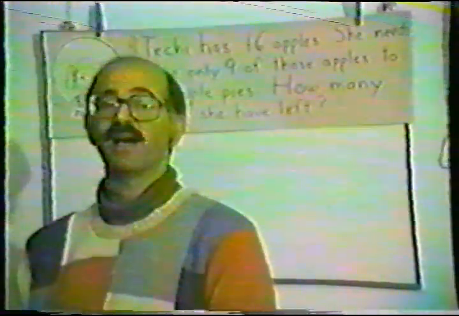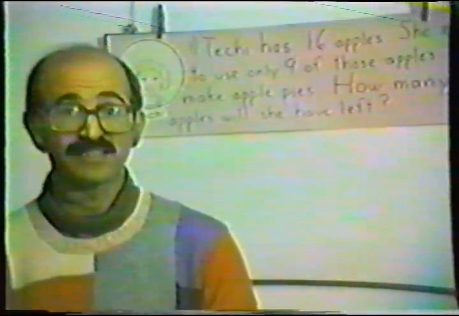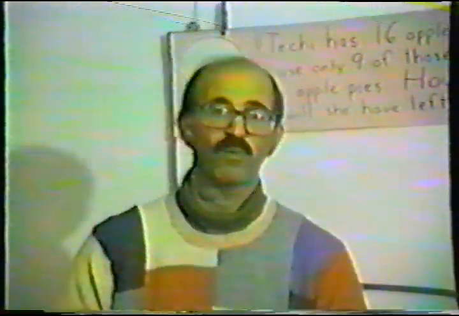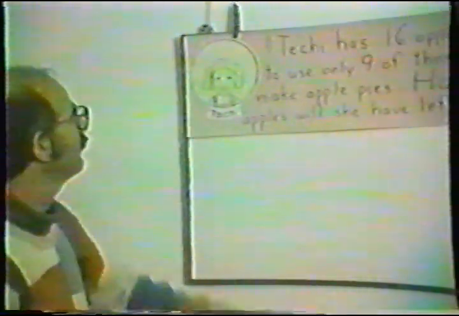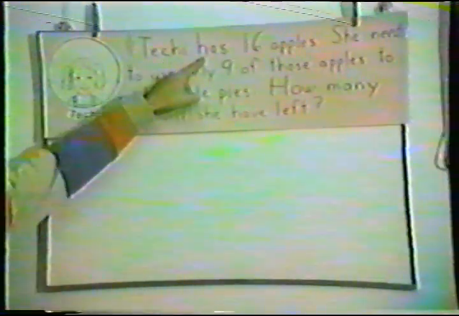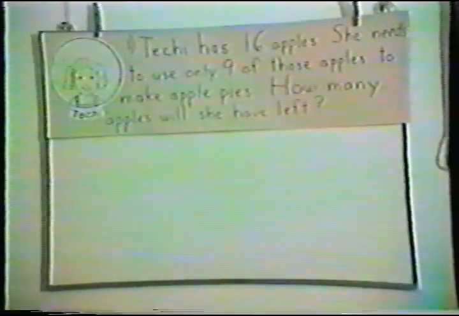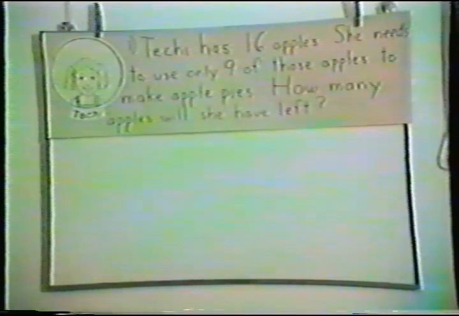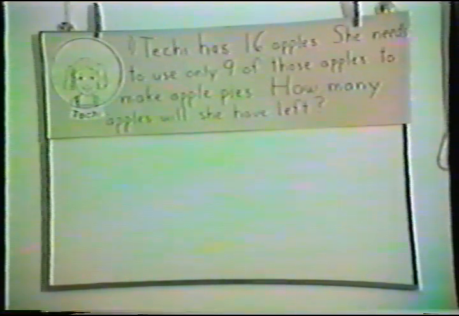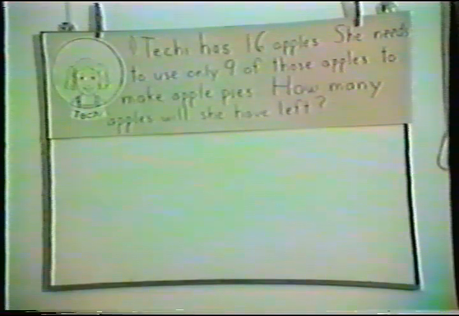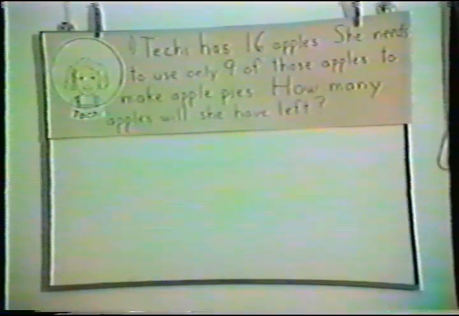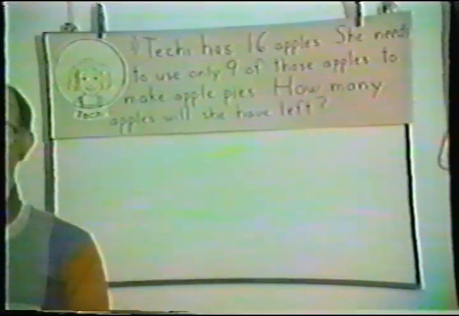And now it's time for a test to see if we know when to add, subtract, multiply, or divide. Here's the first question. Tetchi has 16 apples. She needs to use only 9 of those apples to make apple pies. How many apples will she have left?